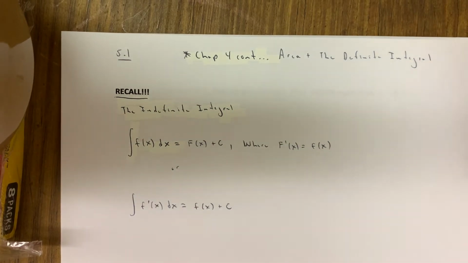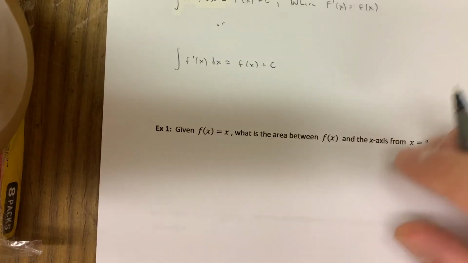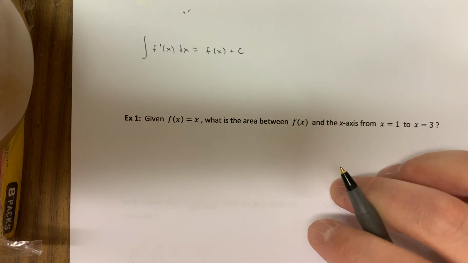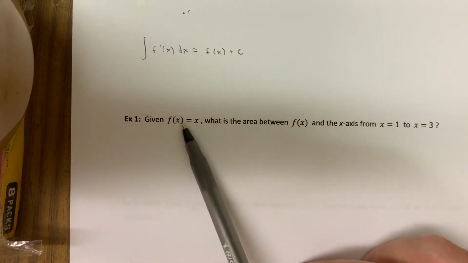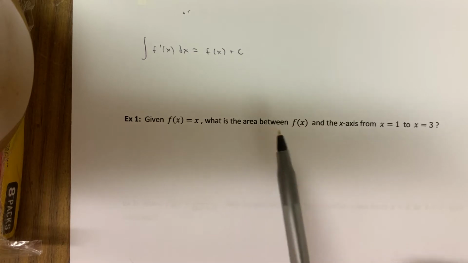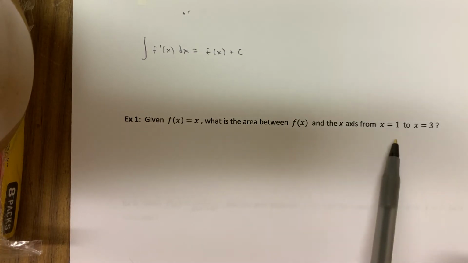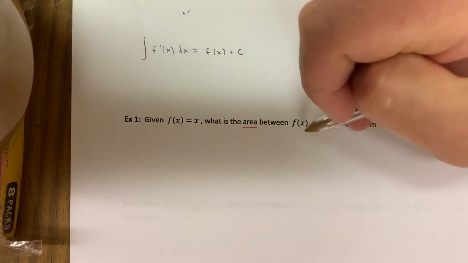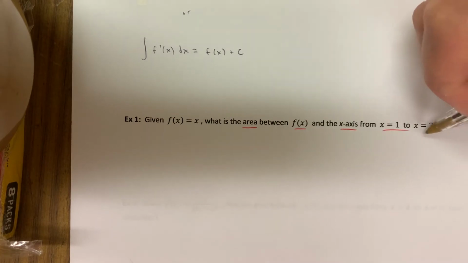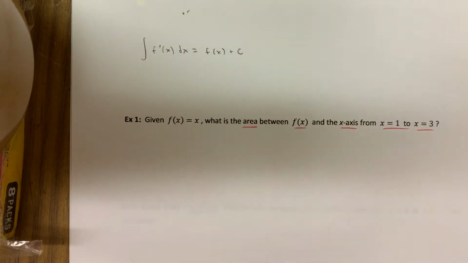Okay, and let's speak about the definite integral. Before we do that, though, let's do a little example. Hopefully you printed out these notes or you just wrote this problem down, you're staring at it on the computer screen. Given f of x is equal to x, they want to know what's the area between f of x and the x-axis from x equals 1 to x equals 3. You might be like, what the heck is this? Area between f of x and the x-axis from x equals 1 to x equals 3. What the heck is going on here?